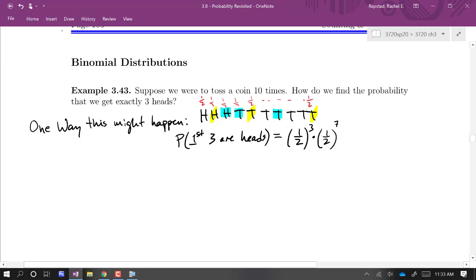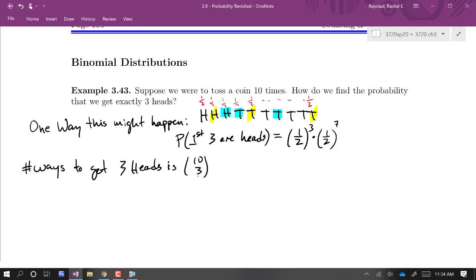No matter where those heads lie, the probability of each of those individual ways to get 3 heads is still going to be 1/2 to the 3rd times 1/2 to the 7th, right? Because they're still independent events, and I'm still just going to multiply their probabilities together. So the way we account for all those different ways I could have the 3 heads happen in the 10 outcomes is to count them up. So the number of ways to get 3 heads is 10 choose 3, right? Of the 10 outcomes, I'm picking which 3 of them are going to be the heads.